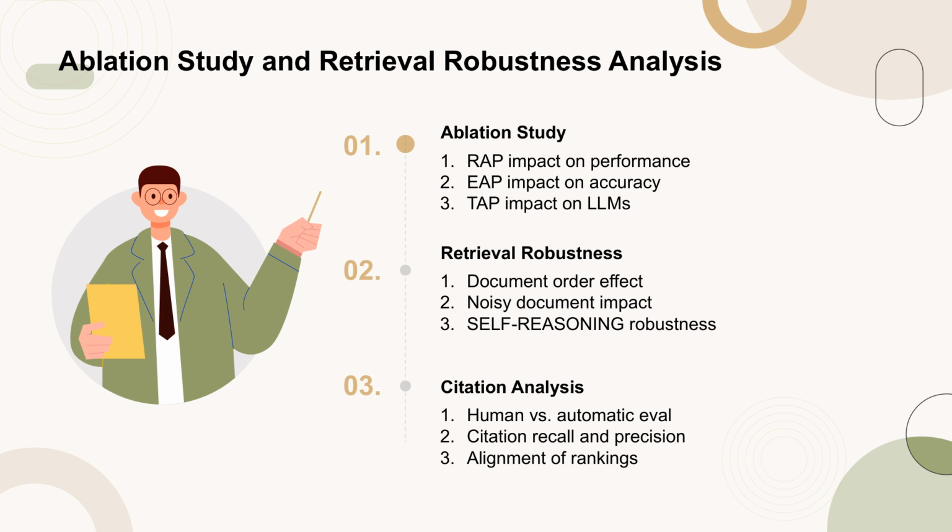In the retrieval robustness analysis, the order of retrieved documents has minimal impact, but noisy documents significantly affect performance, with self-reasoning showing relative robustness. Citation analysis reveals that human evaluation aligns well with automatic evaluation, often yielding higher scores.